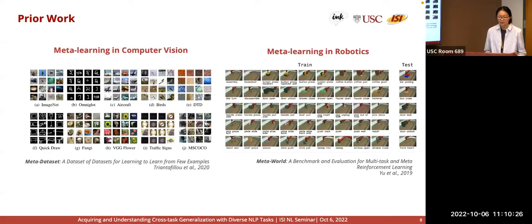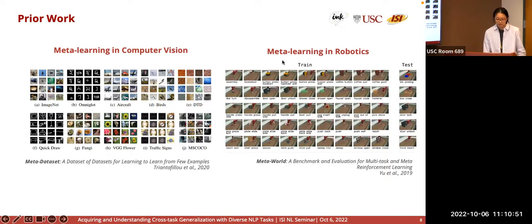In fact, this is not a completely new concept. This is closely related to the concept of meta-learning or learning to learn in some previous literature. So in this slide, I'm trying to present some work in the computer vision community or robotics community. There are already efforts trying to build great learners from diverse tasks.